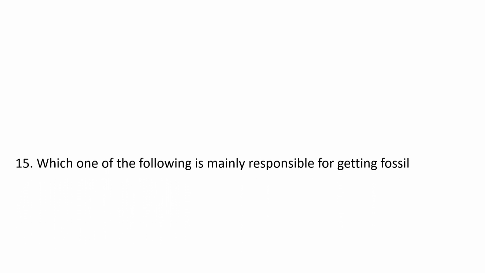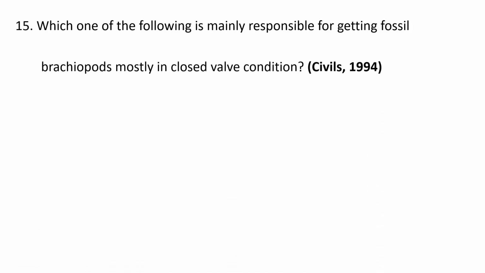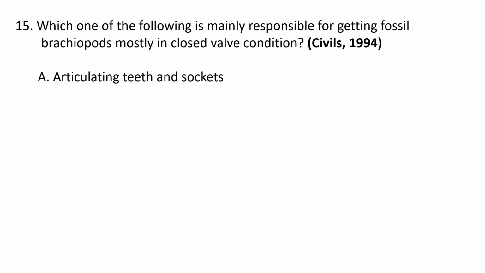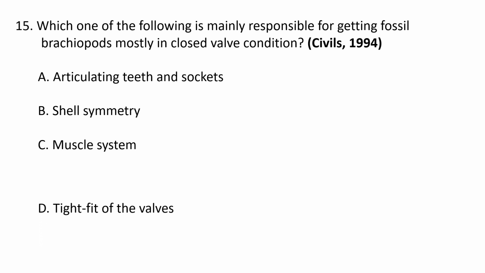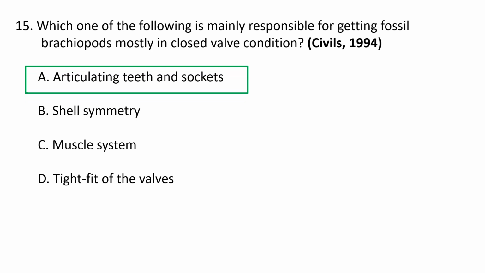Next question. Which one of the following is mainly responsible for getting fossil brachiopods mostly in closed valve condition? A. Articulating teeth and sockets. B. Shell symmetry. C. Muscle system. And D. Tight fit of the walls. So the correct answer is articulating teeth and sockets. These are important and responsible for getting fossil brachiopods mostly in a closed valve condition.